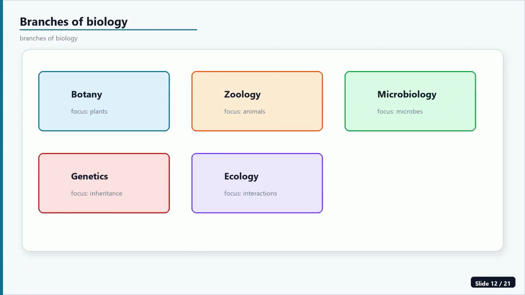Each branch asks a different question about life, plants, animals, microbes, inheritance, or interactions. The living world is one system studied from several angles.